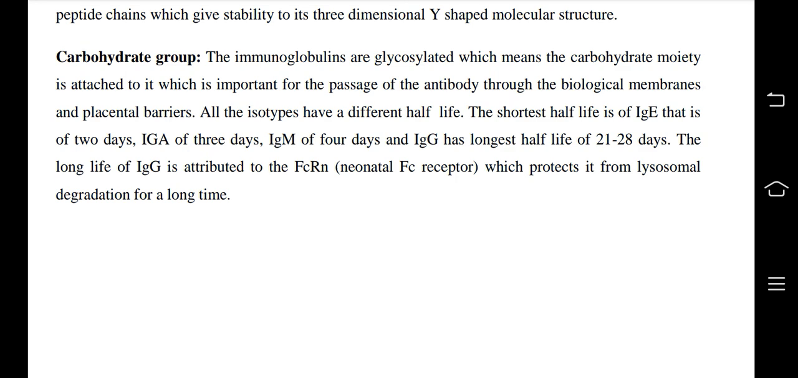So we just mentioned about carbohydrate group. The immunoglobulins are glycosylated, which means the carbohydrate moiety is attached to it, which is important for the passage of the antibody through the biological membranes and placental barriers. All the isotypes have a different half-life. The shortest half-life is of IgE, that is of 2 days, IgA of 3 days, IgM 4 days, and IgG has the longest half-life of 21 to 28 days.